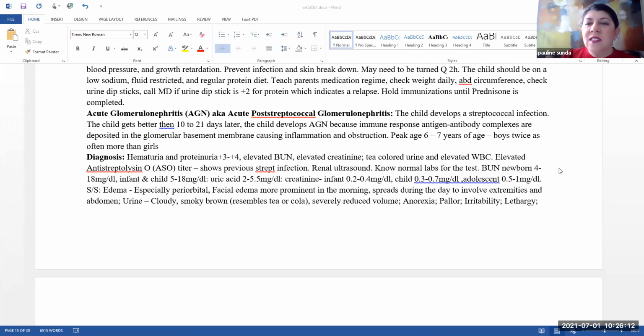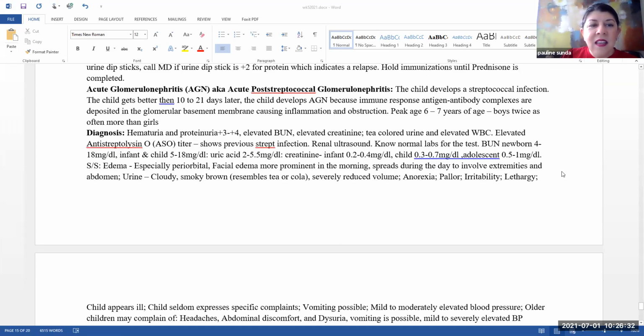The peak age is 6 to 7 years of age. Boys are affected twice as often as girls. Diagnosis is hematuria and proteinuria, maybe +3 to +4, elevated BUN, elevated creatinine, tea-colored or cola-colored urine, an elevated white blood cell count, and an elevated ASO titer. This demonstrates a previous streptococcal infection. Also a renal ultrasound.